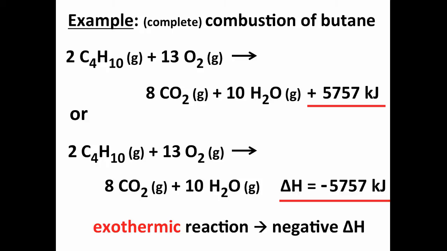So, important distinction: if it's a product, then we do plus. We write it on the right-hand side because this amount of energy, just like there's 8 carbon dioxides and 10 H2Os, there's also 5,757 kilojoules of energy as a product. But if we write it as a delta H, then we write it separately from the equation, but in the same line typically if there's space, and then we write delta H equals negative 5,757 kilojoules. If it's exothermic, there's a negative sign.